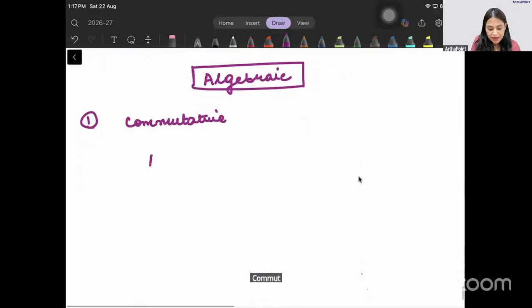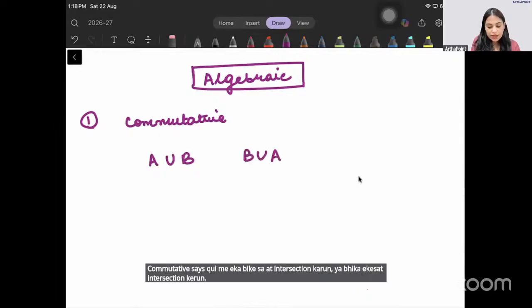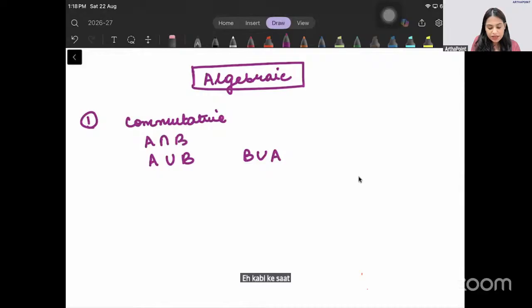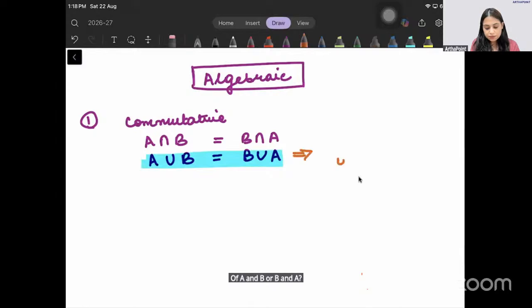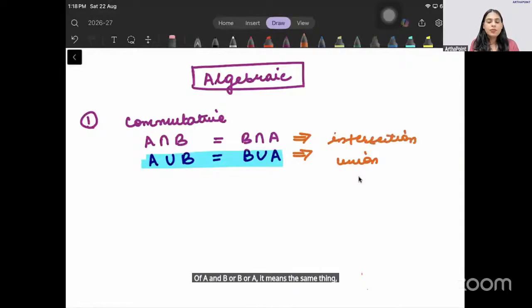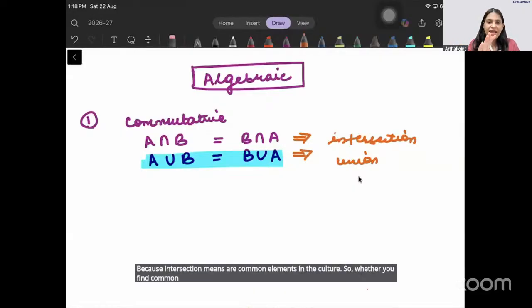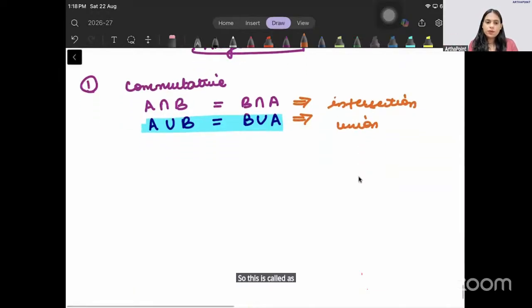Commutative says that whether I do the intersection of A with B or B with A, or the union of A with B or B with A, it means the same thing. So whether I do union of A and B or B and A, it is the same. Intersection means you are finding common elements, so whether you find common elements between A and B or B and A, it is the same thing, right? So this is called the commutative law.